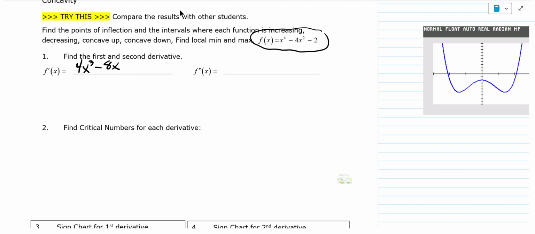There you go. Good. Okay, so that's your first derivative. Let's go ahead and do the second derivative. What's the second derivative? 12x squared minus 8. Okay, so you don't have to work very hard on the derivatives on that.